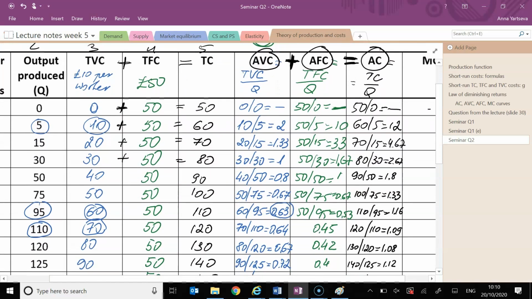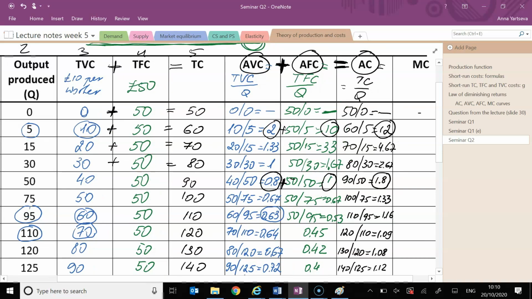To give you an illustration, have a look. 2 plus 10 gave us 12 per unit. So it's fixed cost per unit 10 plus variable cost per unit 2 gave us 12. I'm using simple numbers which are easy to trace. Average variable cost 0.8, average fixed cost is 1, so average cost 1.8. Together we add up this blue column plus green, and this will give us the black column.